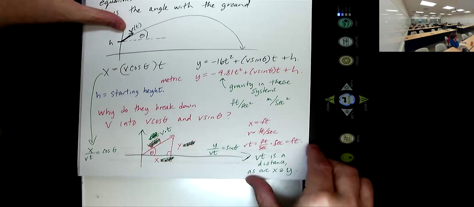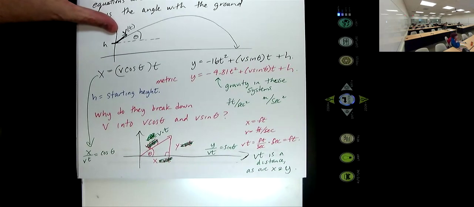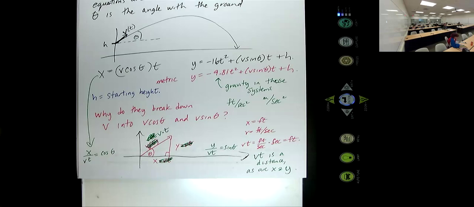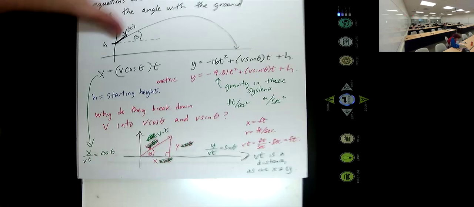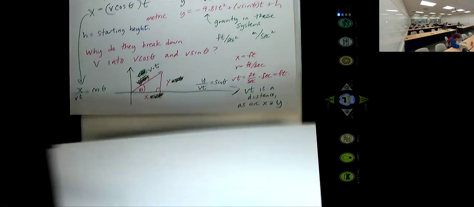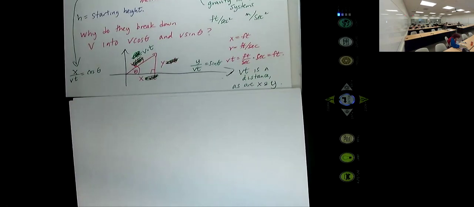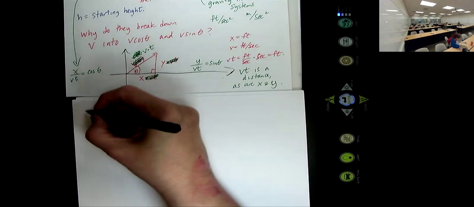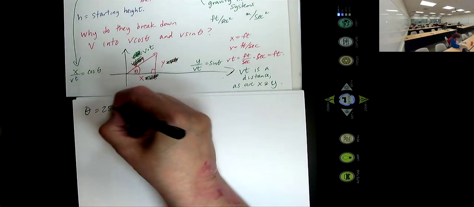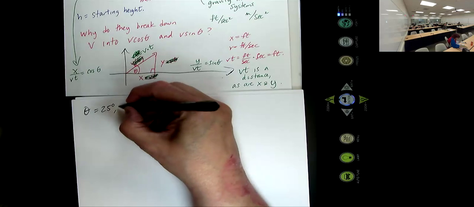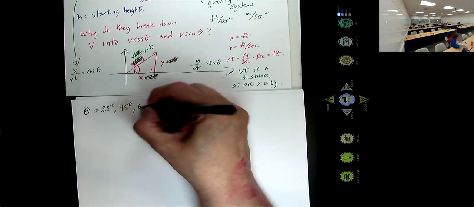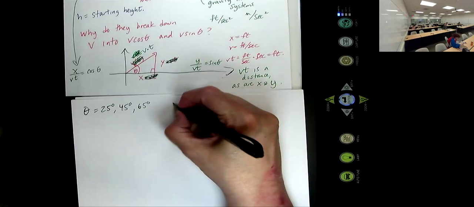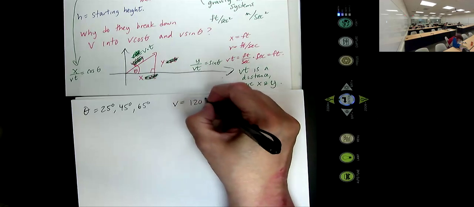So let's go back and pull the question we had earlier. I'm just going to summarize the question that we motivated this very topic with. We had angles 25 degrees, 45 degrees, 65 degrees. We had V was 120 feet per second.